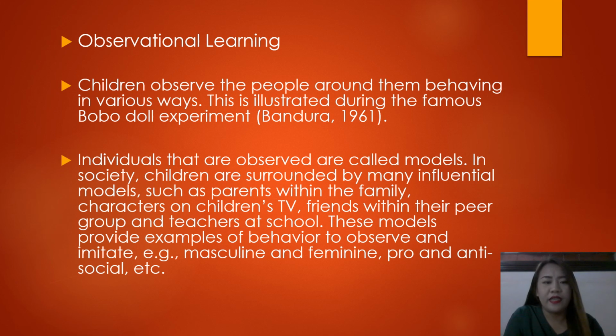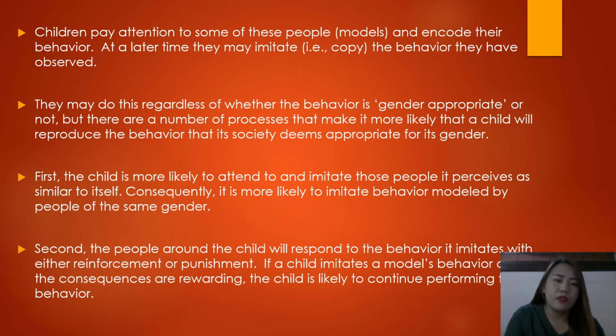These models provide examples of behavior to observe and imitate, like masculine and feminine, or pro-social and anti-social behavior. We all know that children pay attention to some of these people, the so-called models, and encode their behavior. At a later time, they may imitate or copy the behavior they have observed. They may do this regardless of whether the behavior is gender appropriate or not.